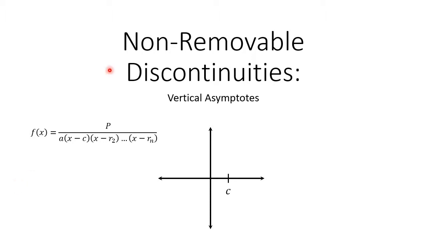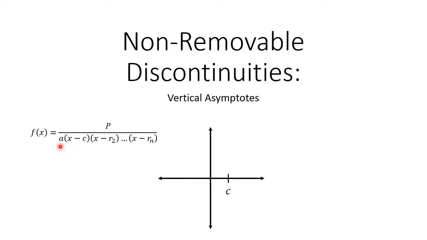Today we're going to talk about non-removable discontinuities, the vertical asymptote kind. First we start off with this rational expression, this rational function, and it's a function of x. The numerator is a polynomial in x. The denominator is also a polynomial in x, but I've written it in its factored form.